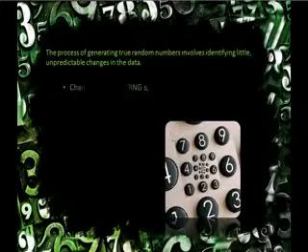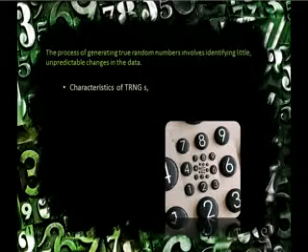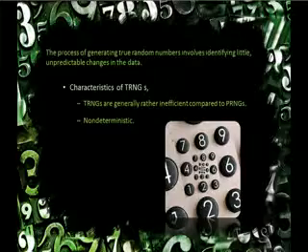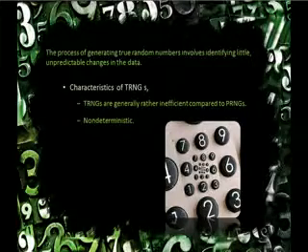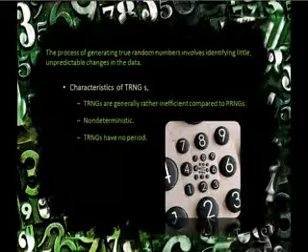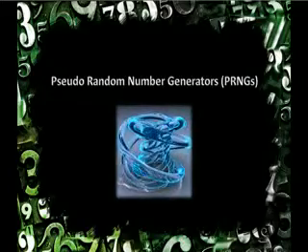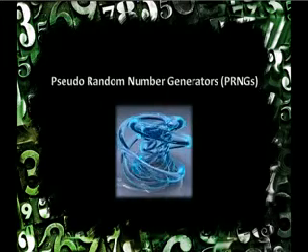The characteristics of TRNGs are quite different from PRNGs. First, TRNGs are generally rather inefficient compared to PRNGs, taking considerably longer to produce numbers. They are also non-deterministic, meaning that a given sequence of numbers cannot be reproduced, although the same sequence may of course occur several times by chance. TRNGs have no period. Okay, that's it about TRNGs. As you can see, true random numbers are generated with the use of an external device connected to a computer. Let's now look at our key topic, pseudo-random numbers.